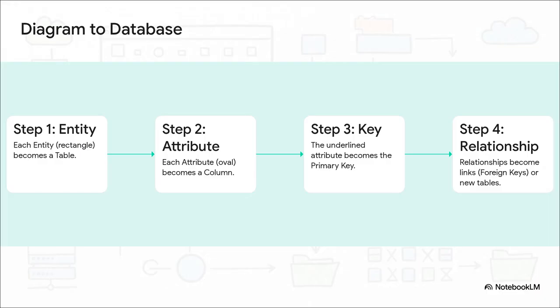So how do we actually translate this blueprint into a real database? Well, it follows a really simple, logical set of rules. Each entity, which is a rectangle in the diagram, becomes its own table. Each attribute, the ovals, becomes a column in that table. The attribute that's underlined, that's your primary key. And finally, the relationships get built using those foreign keys we talked about, or sometimes by creating new tables altogether.